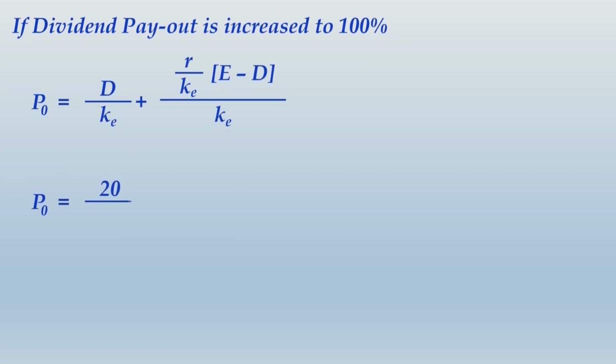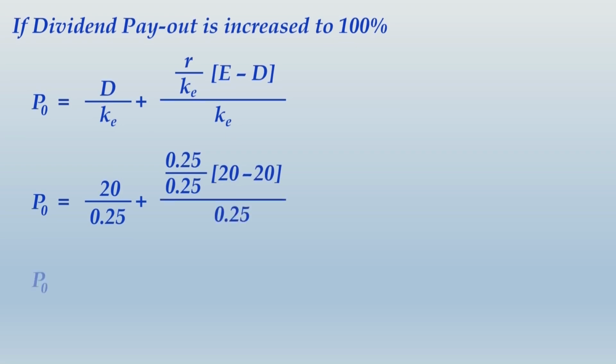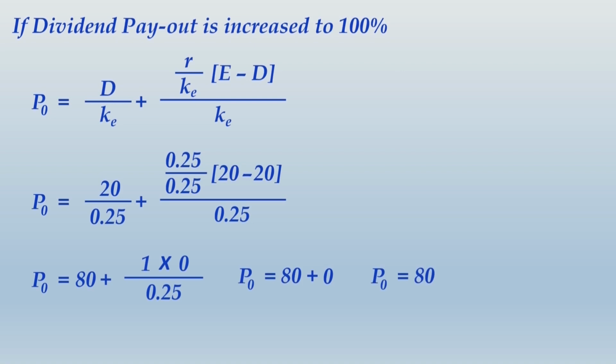So while making these calculations, you would have already figured out an important conclusion in your mind, that when R is equal to KE, whatever be the dividend payout ratio by the company, the value of share will not change. It will remain the same. That is rupees 80 in this case.